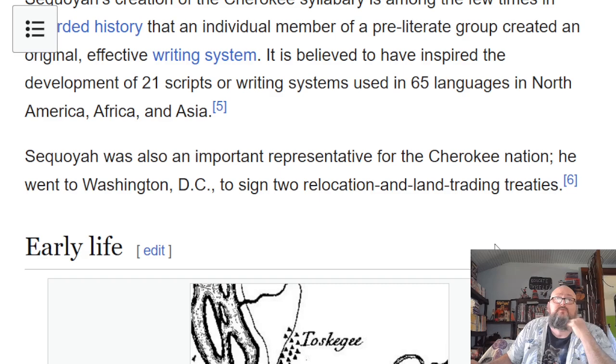He would sign 2 relocation and land trading treaties in Washington, D.C. So not only did he develop the writing system, apparently he was important enough to help sign treaties. Though remember, we have a history of the U.S. not always picking the right people to sign deals because they didn't really care. They'd say, look, sign it. It's like they didn't even try to work out negotiations with the proper peoples.